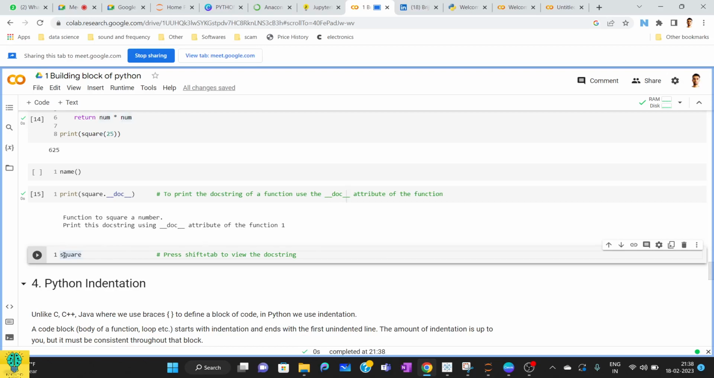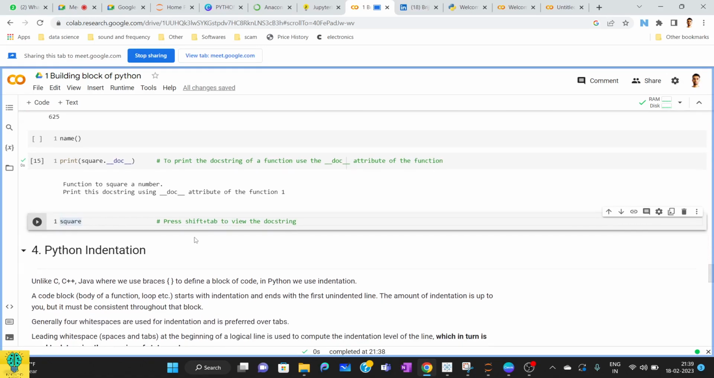It's not working. Okay, there might be some communication error in this. Otherwise, you can always see the doc string of any function. Just hover over that and press shift tab, and it will show you what is the doc string. You need not write this command, but it's always good to write this.